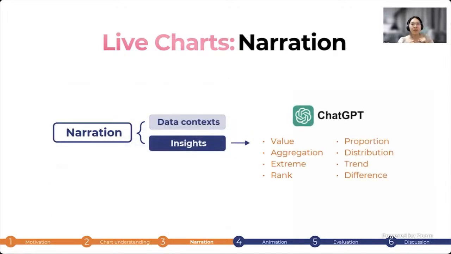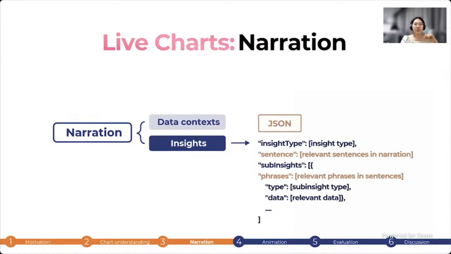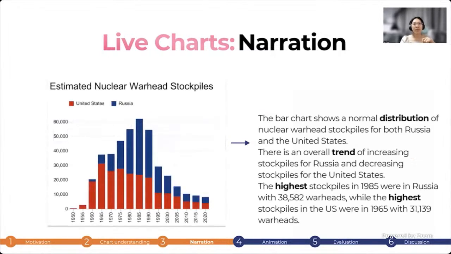The second part is about insights. We consider eight insights and use a large language model to generate these sentences. Then we preserve only 2 to 3 ones based on importance. We want GPT to output a JSON file including all related information. Detailed prompts can be found in our paper. Here we show an example for this bar chart. The chart introduces distribution, change, and extreme, 3 insights.